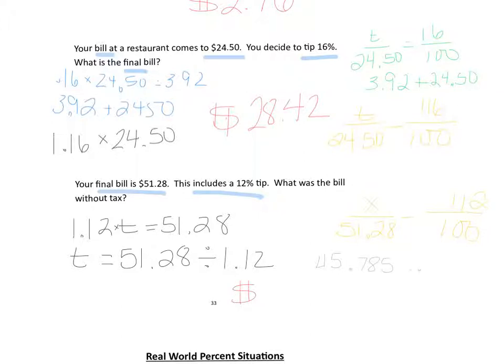We need to round, so we say, what does the 5 make the 8 do? We get $45.7, and the 5 makes the 8 go up to a 9. So before you tipped them 12%, your bill was $45.79.